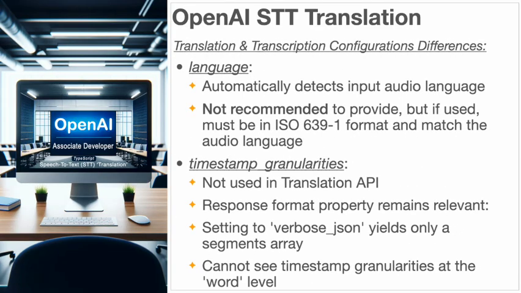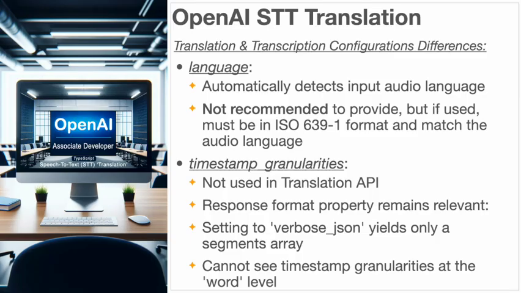Let's understand these differences. The OpenAI Translation API automatically detects the language of the input audio file, so a separate language configuration property is not required. Although you can provide a language property, it's not recommended by OpenAI. If you choose to include it, ensure it is in ISO 639-1 format, is one of the supported languages, and matches the language of the input audio file. However, for best results, it's advisable to rely on the API's automatic language detection.